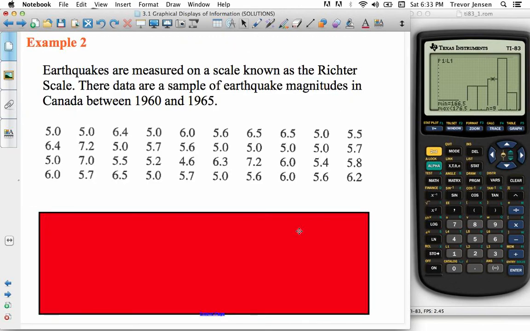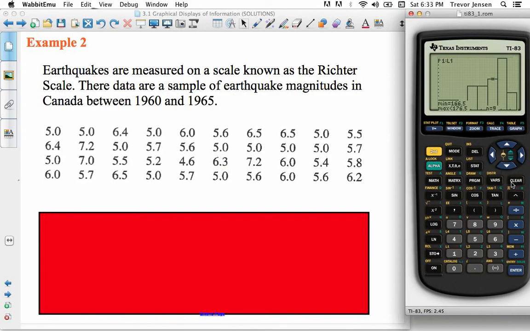We're going to do one more example where we're going to encounter the other type of problem you could have when making a histogram. So this is the last example we're going to do. Okay. All right. Earthquakes are measured on a scale known as the Richter scale. There are data of a sample of earthquake magnitudes in Canada between 1960 and 1965. So here's all of the data here.